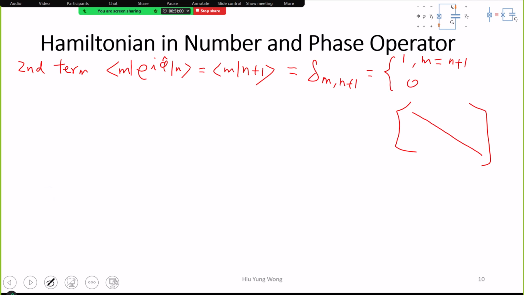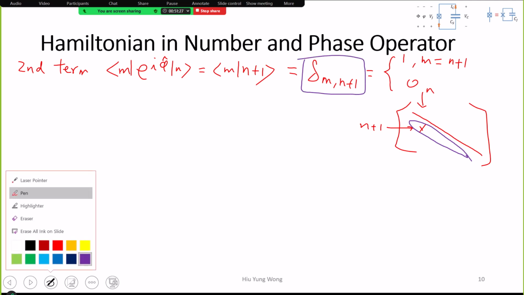Yeah, I'm right. So this might be n plus 1, and this is n, right? For example, when you have 0, then here it is 1, right? So you shift down, right? So this term is going to fill up this diagonal row for this one.